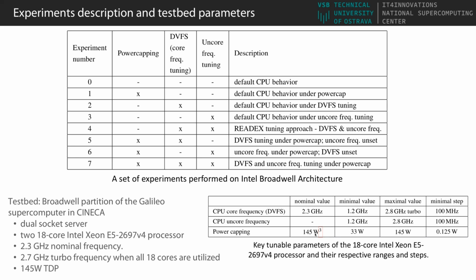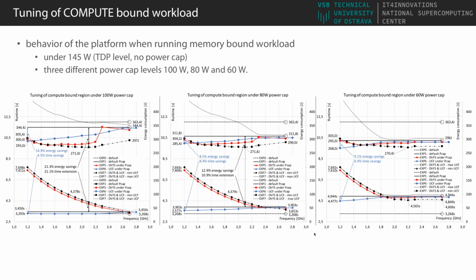And what we've seen is that the processor, for certain types of workload, doesn't have to run at such high power consumption to get the optimal performance. And this is what I'm going to show you on the upcoming slides. We ran the experiments on 3 different power cap levels. The default behavior is 145 watts, which is no power cap. And then we ran the application on the 100, 80, and 60 watt power cap levels.